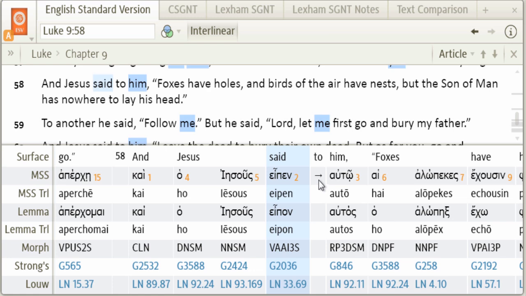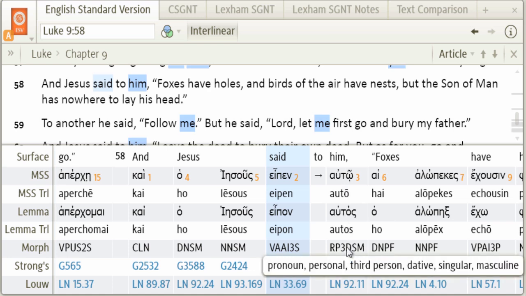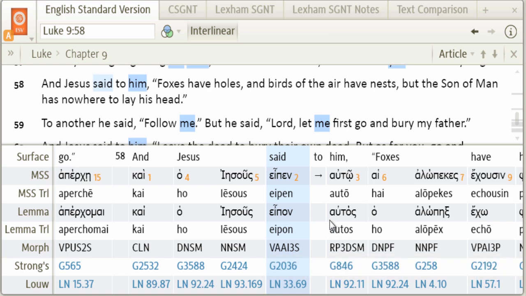And as in the previous illustrations, this word auto, which is translated him, is functioning as the indirect object in the clause. Same word, same case, and even the same function, but in each illustration, a different English preposition is supplied. So you see that even a literal translation like the ESV needs to supply words.